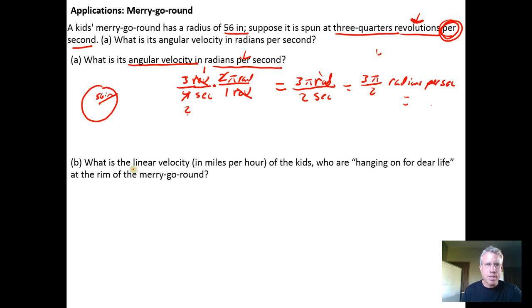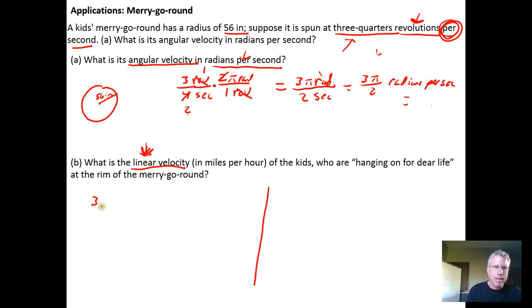Part B says, what is the linear velocity of the kids who are riding on the rim or the outer shell of this merry-go-round? What is their linear velocity? What's their linear speed? So we know that we have been given, right here, an angular speed. I could just as easily use 3 pi radians per second as my angular speed just as well. So maybe we'll do this 2 different ways.